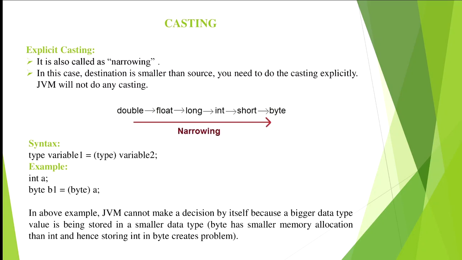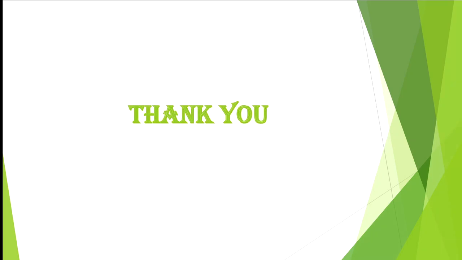So today we learned about variables, how to declare variables, the rules of constructing variables, the various data types provided in the Java language, and what we mean by casting, and the different types of casting: implicit casting and explicit casting.